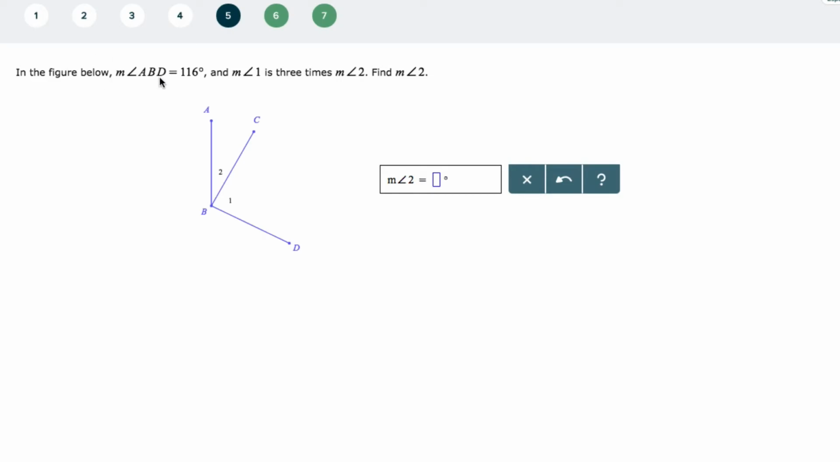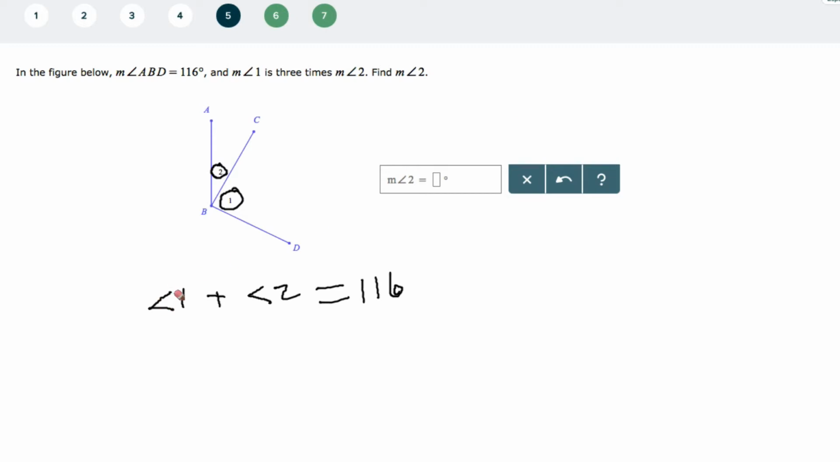In the figure below, the measure of, and that's what that little m means, the measure of angle ABD, the whole thing, is 116. The measure of angle 1 is 3 times the measure of angle 2. Well, this is a little more tricky, but we can still get through this, no problem. We know that angle 1 plus angle 2 is equal to 116 degrees. We know that angle 1 is 3 times as big as angle 2.